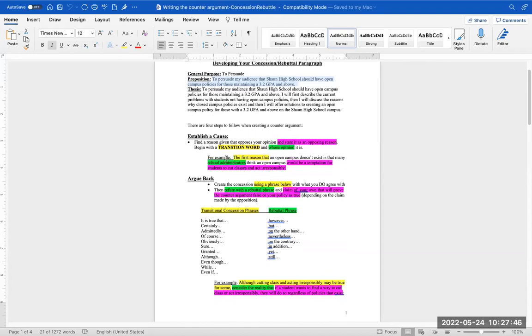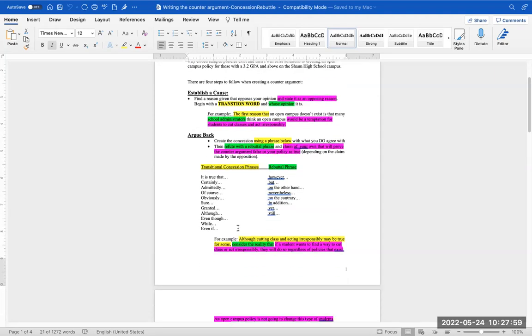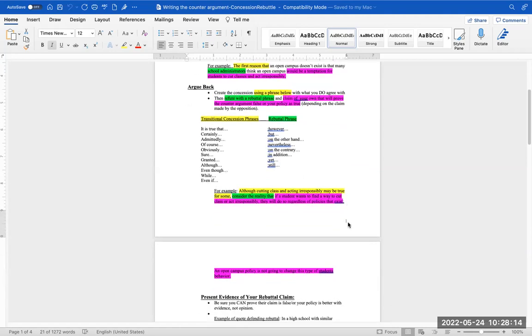So what I've said here is the first reason that an open campus policy doesn't exist is that school administration thinks that an open campus would be temptation for students to cut class and act irresponsibly. Then we create our concession and we say something like, although cutting classes and acting irresponsibly may be true for some, then here comes my rebuttal. Consider the reality that, here's my argument, if a student wants to find a way to cut class or act irresponsibly, they will do so regardless if that policy exists. An open campus policy is not going to change this type of student's behavior.